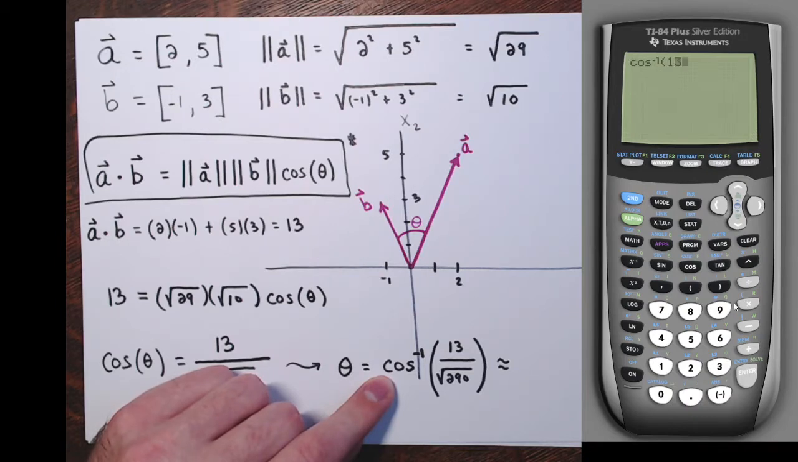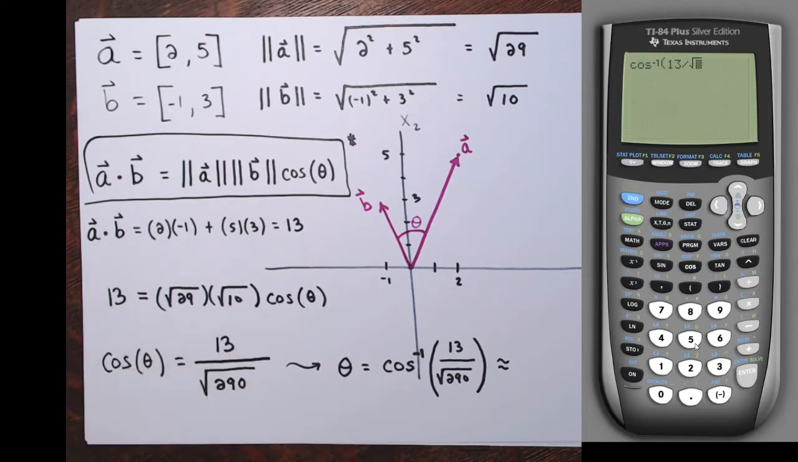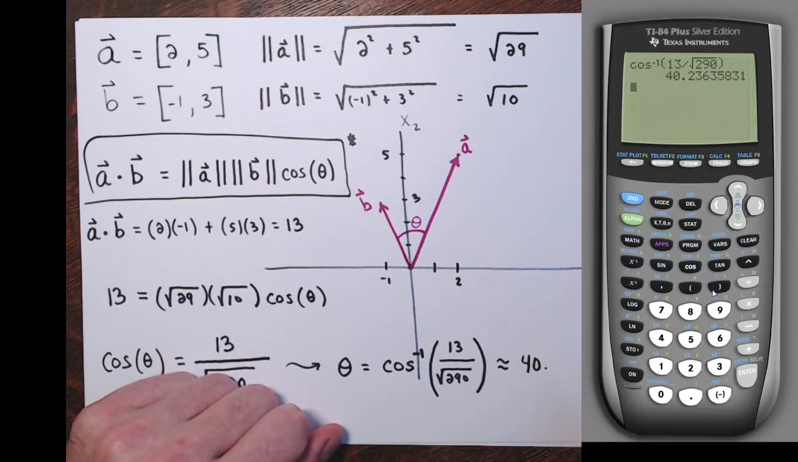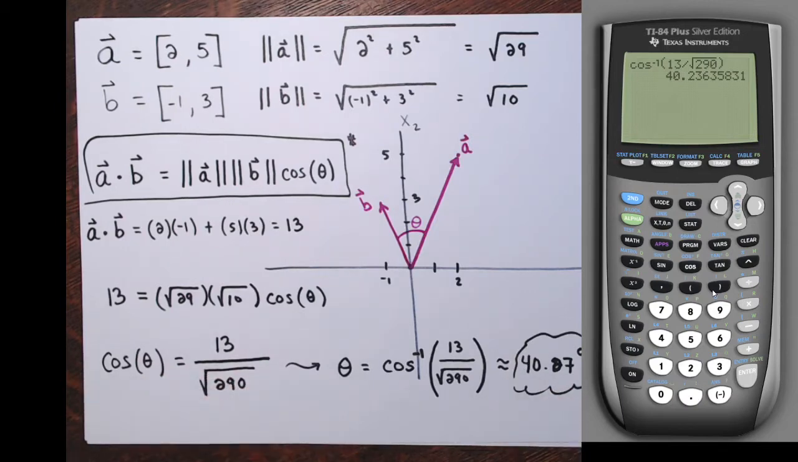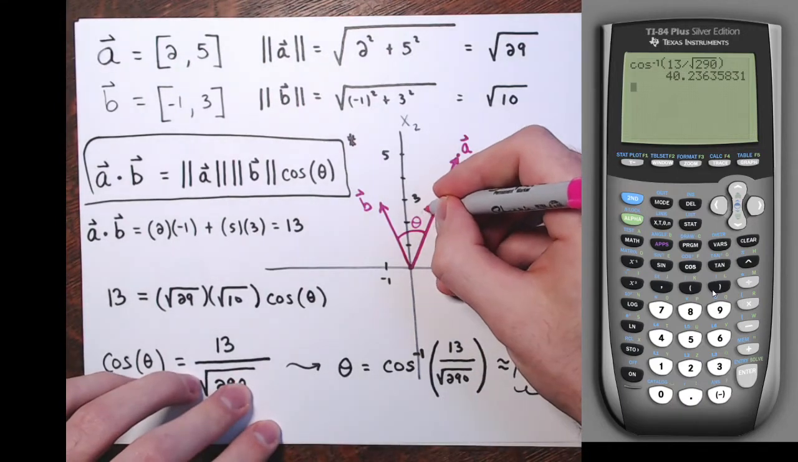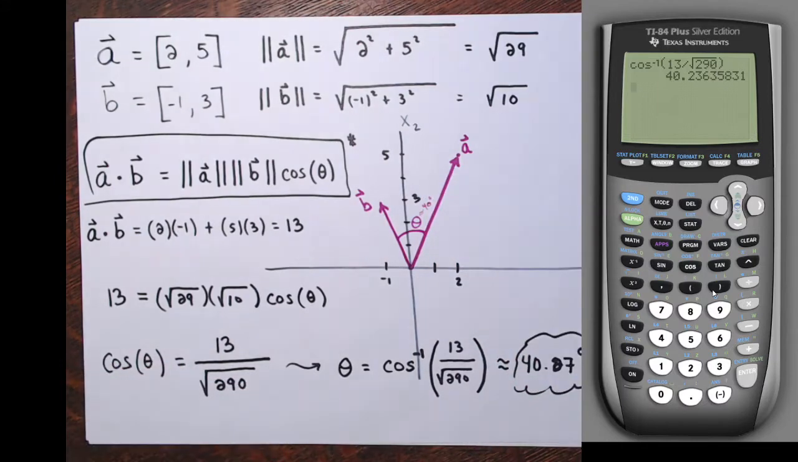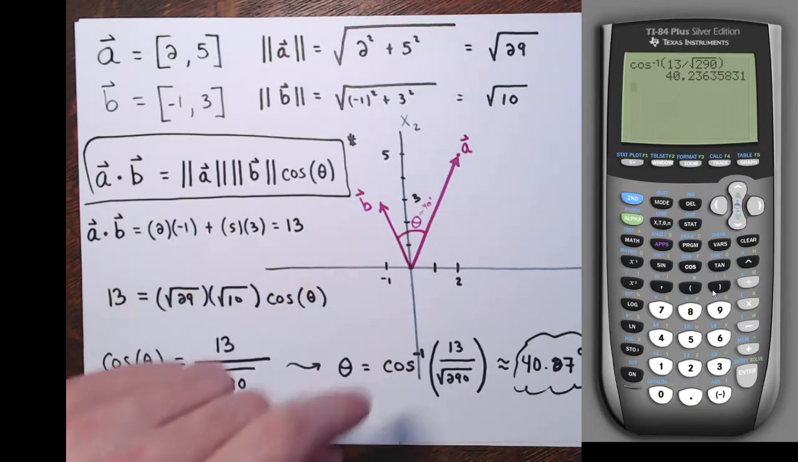And then inside I have 13 divided by the square root of 29 times 10. So this is the square root of 290. And then close parentheses, and here we're getting approximately 40.27 degrees if I go to the nearest hundredth. Depends on what they ask me for. So almost 40 degrees, a little over 40 degrees. So I'll say this is approximately a 40-degree angle formed by the two vectors, just a little more than 40 degrees.